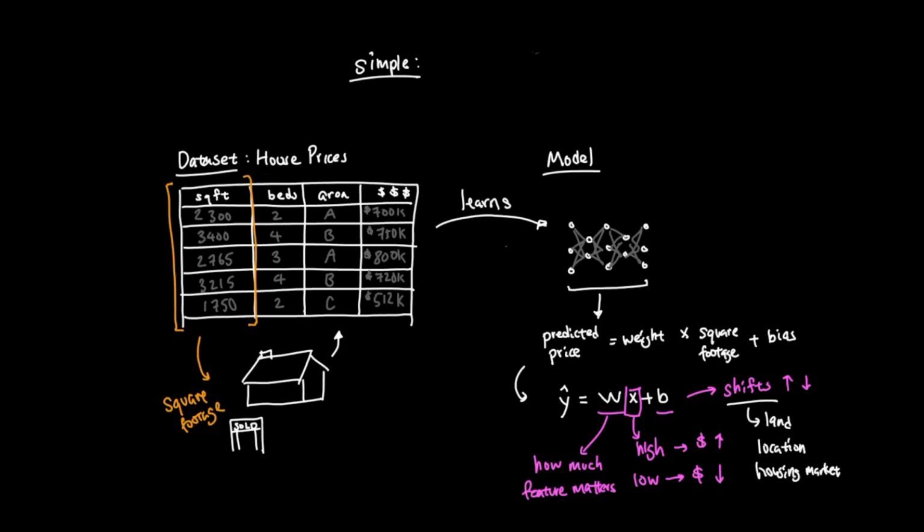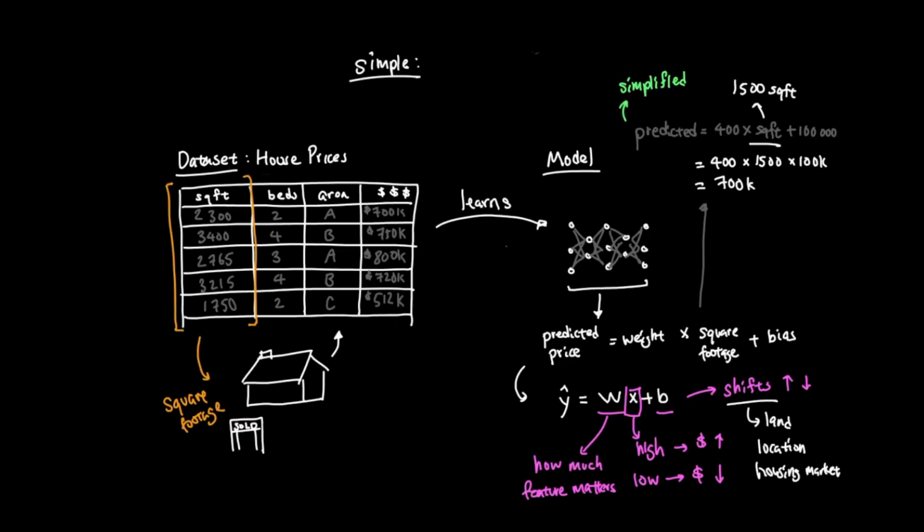For example, the model might learn something like this: predicted price equals 400 times square footage plus 100,000. So for a 1,500 square foot home, the model would predict something like this: 400 times 1,500 plus 100,000 equals 700,000. That is obviously simplified, but it gives you the idea. The model is not memorizing every single house, it is learning values that actually help turn inputs into predictions.